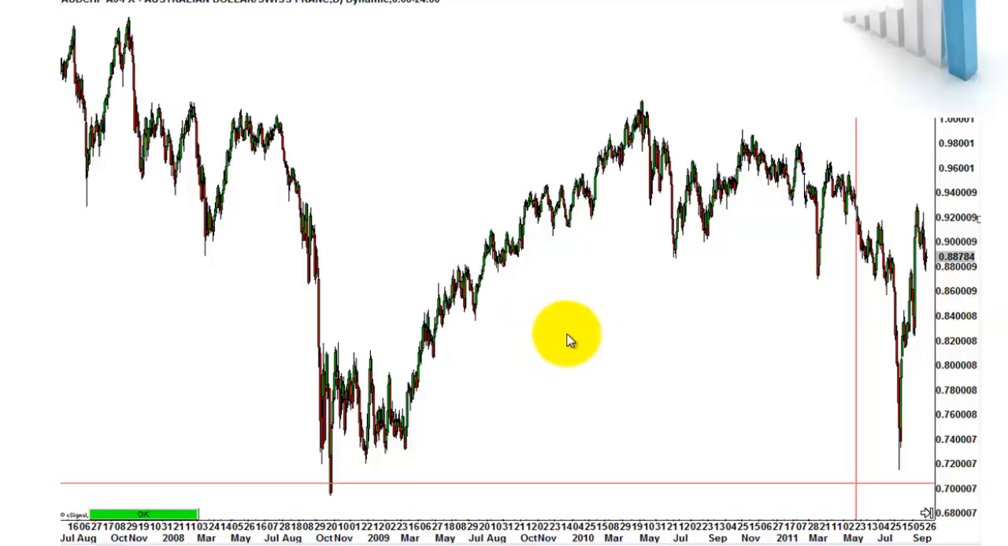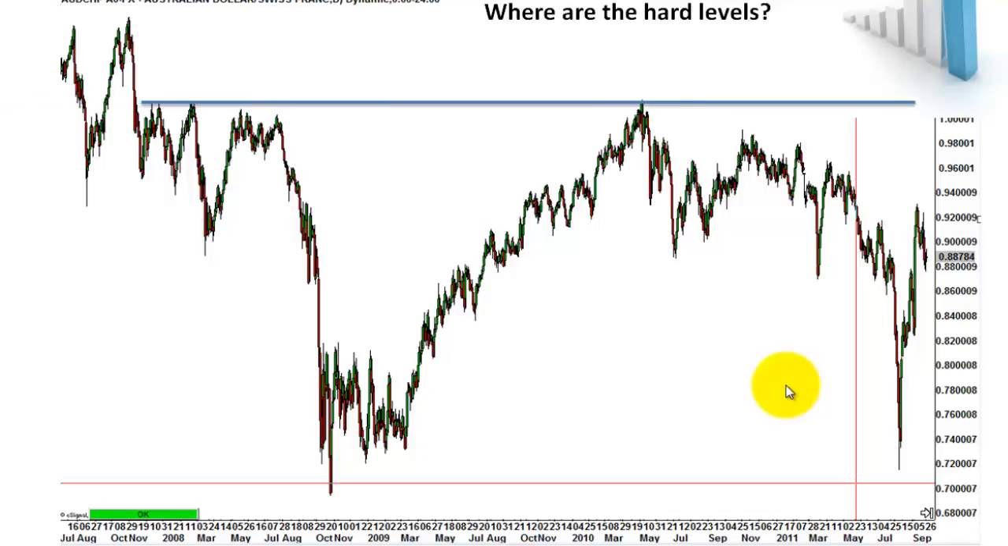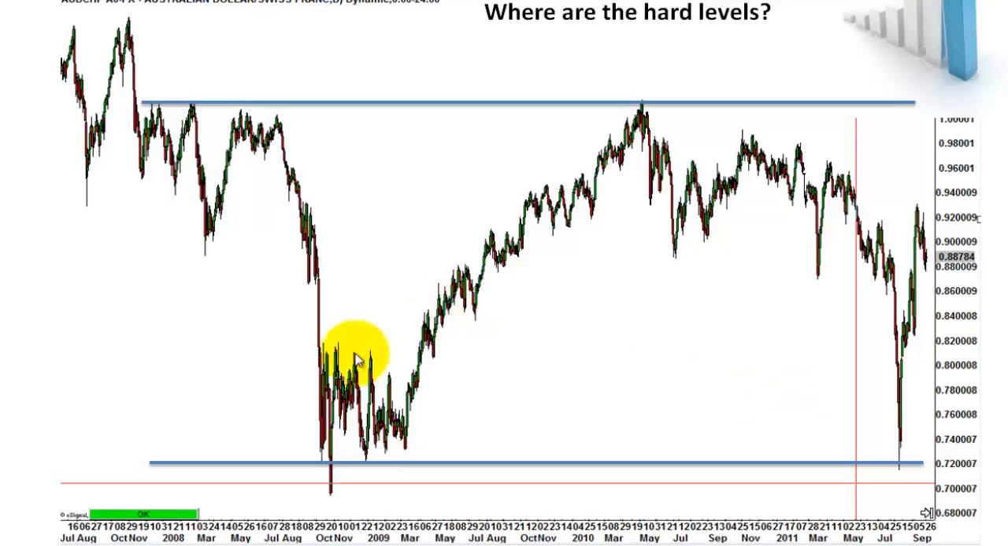So here we've got a little bit less straightforward to see, but if we draw in our hard level of resistance, there we go, right across the top here, and support right across the bottom. You can see the price extremity at the bottom. It's spiked down here, and it's respected this level for over a year, over 2 years in fact. And likewise with this hard level of resistance here.